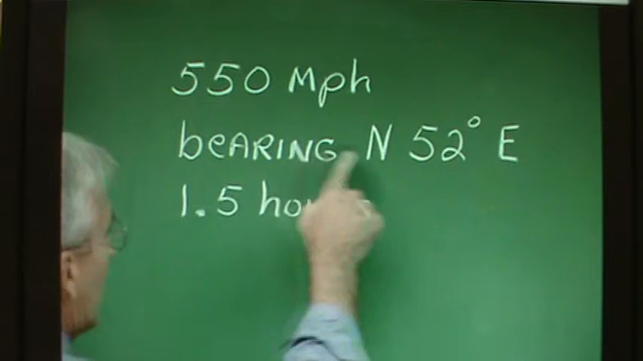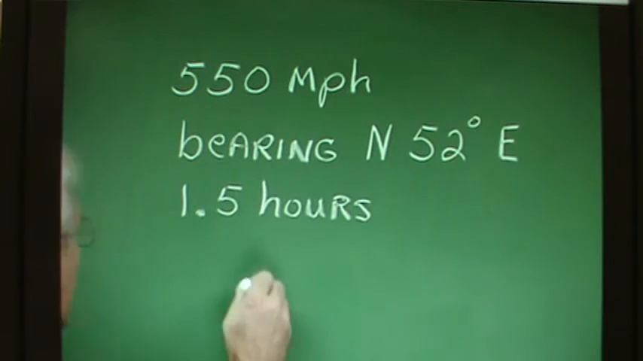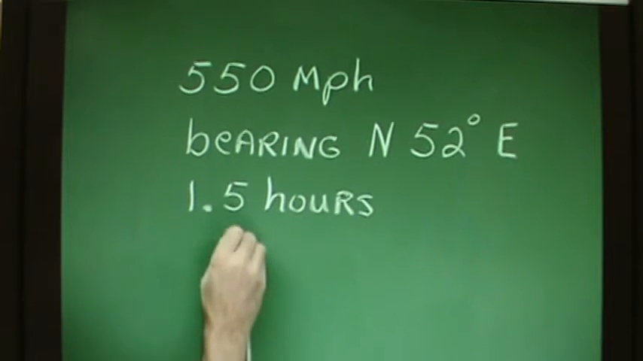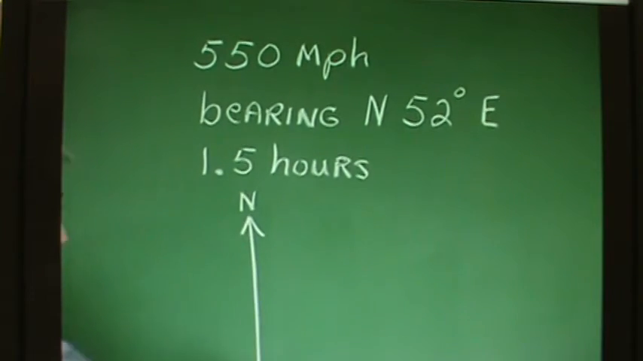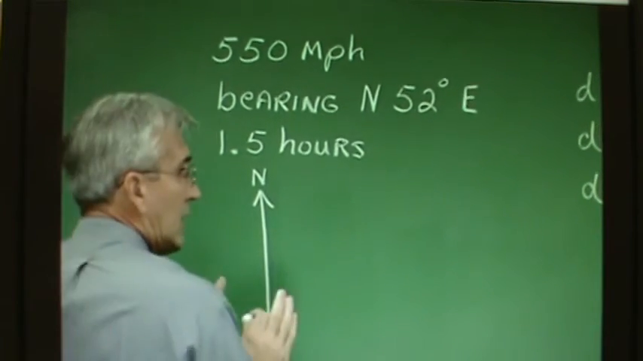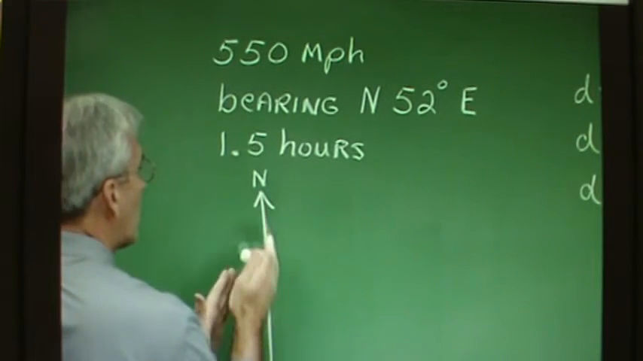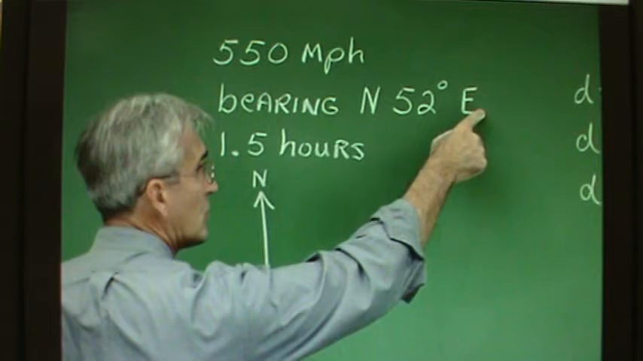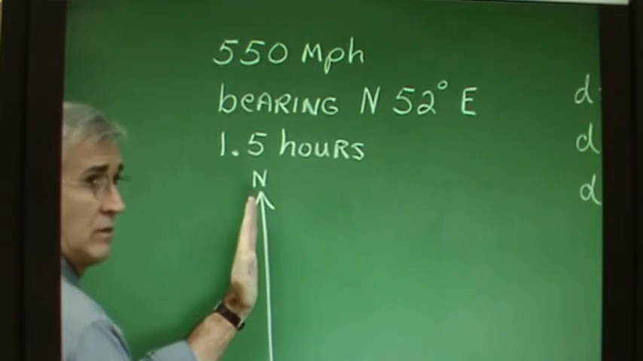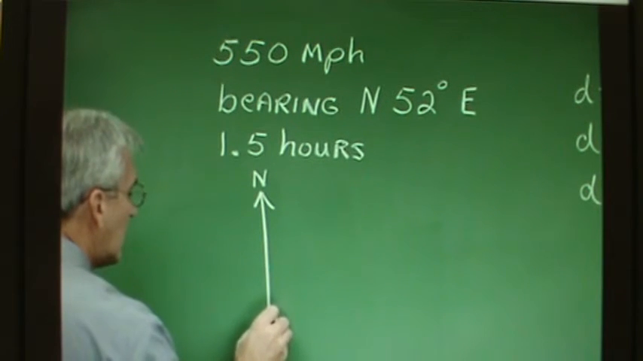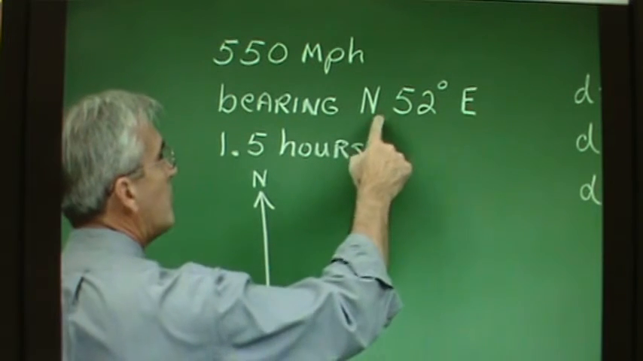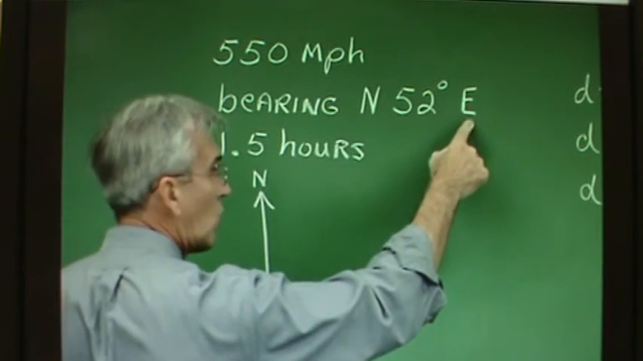Now, this notation for bearing means this. It means that if this is the northerly direction, and of course that would be south, let's consider the northerly direction and then consider an angle of 52 degrees toward the east from this north. You see, and that's the idea. From north, measure 52 degrees toward the east.